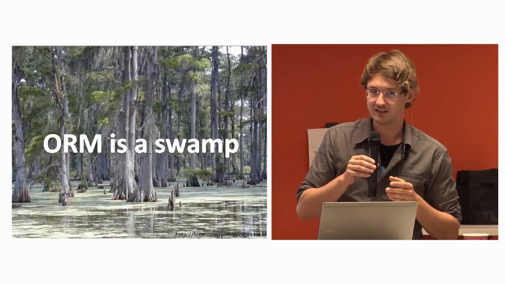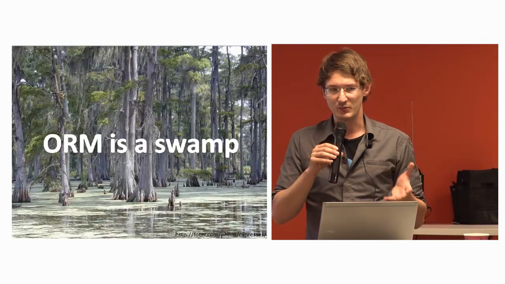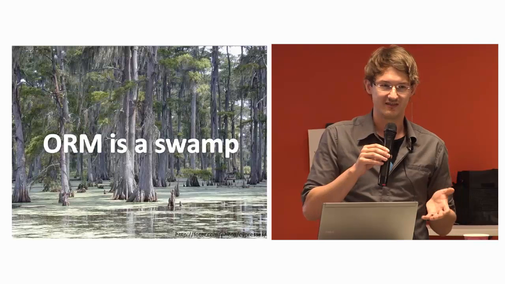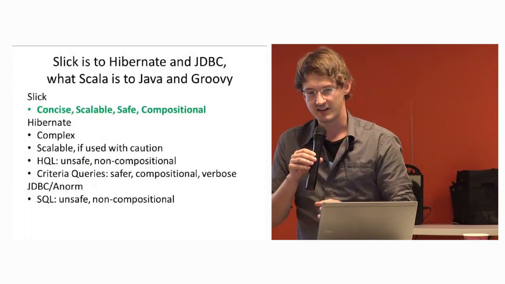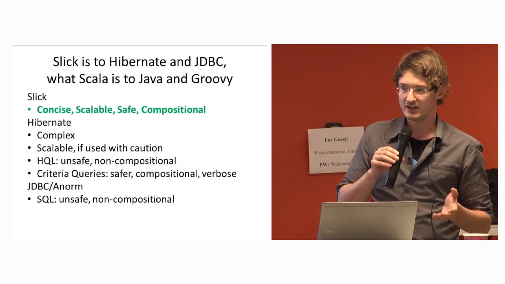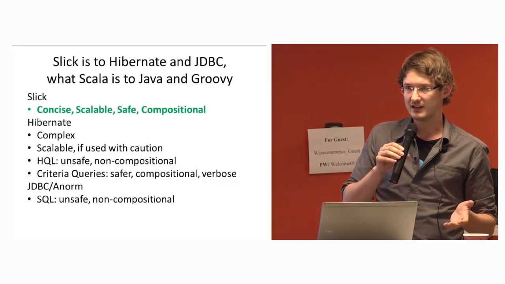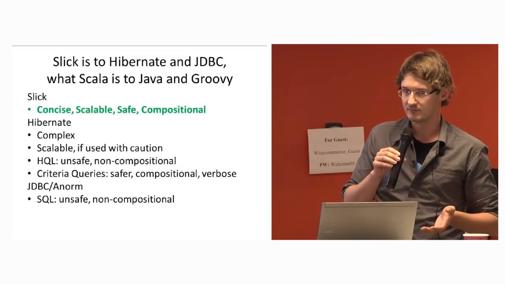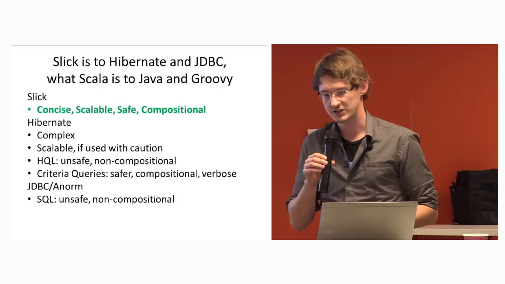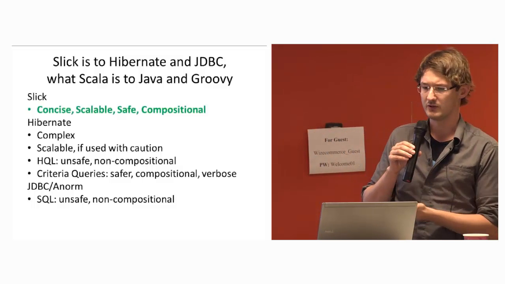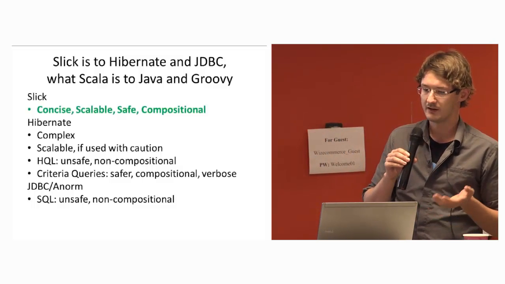And why do we need Slick? Well, we all know object relational mappers, and object relational mapping is a swamp. You can say Slick is to Hibernate and JDBC what Scala is to Java and Groovy. Slick is concise, it's scalable, it's safe, it's compositional, and I'm going to tell you in a bit in detail what I mean by that.